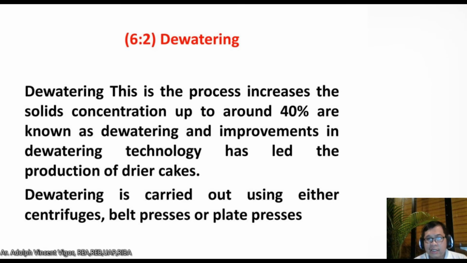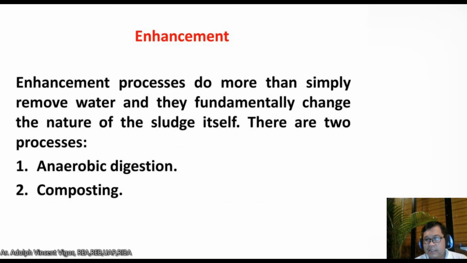Next is dewatering. So this is the process which increases the solid concentration up to 40%, and is known as dewatering. Improvements in dewatering technology have led to the production of drier cakes. So dewatering is carried out using either centrifuges, belt presses, or plate presses. Next is enhancement. So enhancement processes do more than simply remove water, and they fundamentally change the nature of the sludge itself. So there are two processes. The first is anaerobic digestion, and next is composting.